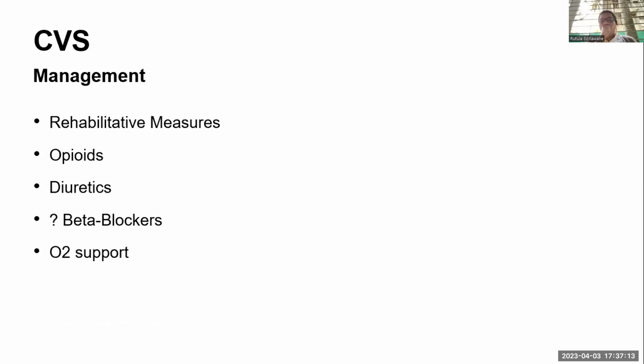Next slide, please. As I said, rehabilitative measures across the board, in all the diseases possible. Opioids are generally the first line for chest pain, even in myocardial infarction. So please feel free to give opioids, especially if there is heart failure. It works wonders. It will help with the breathlessness as well. Diuretics, again, to decrease the preload on the heart, and it will help with the peripheral edema as well. So diuretics as and when needed.